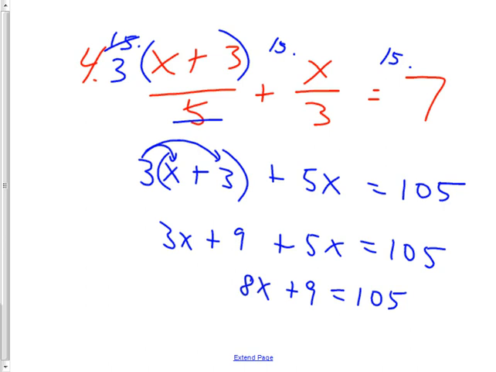But multiplying by 15 fixed both denominators. Because when I do the 15 and the 5, they'll cancel, right? Because they both have 5 in common. And the 15 and the 3 will cancel because they both have a 3 in common. Should I explain that part again? Okay.